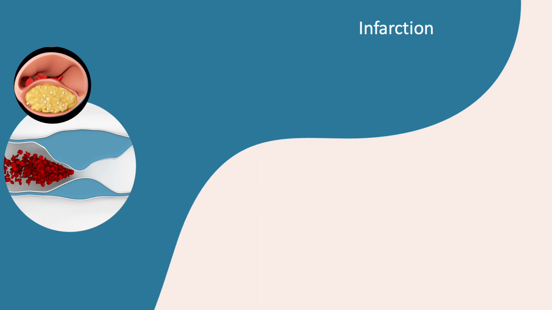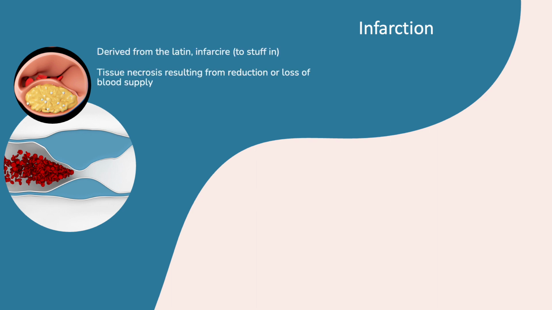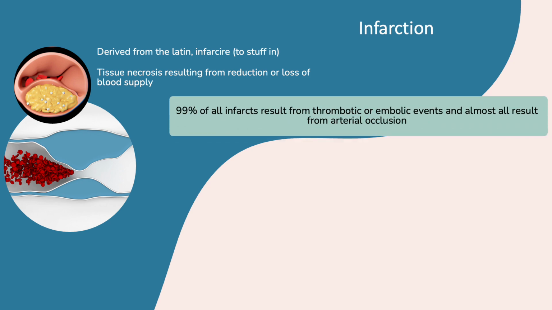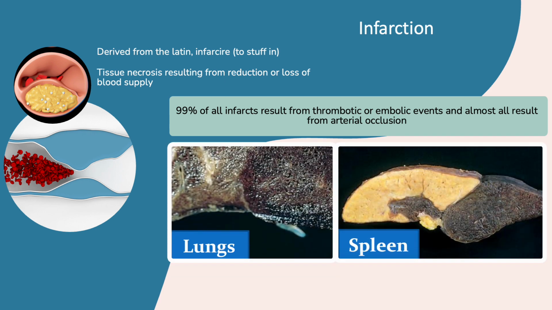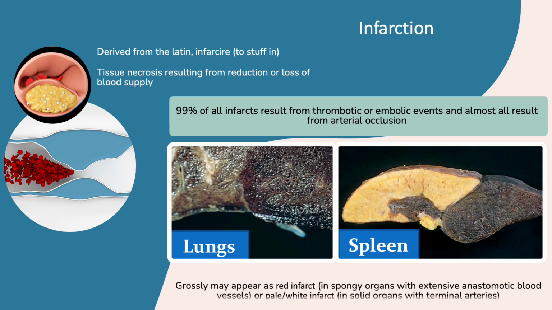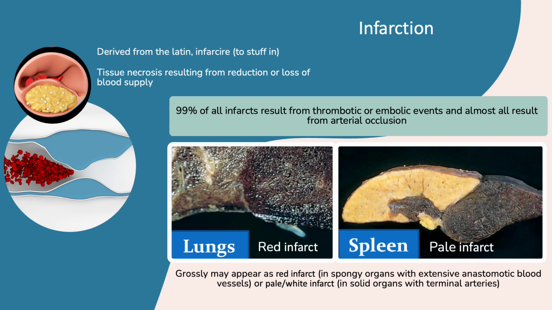Infarction, however, relates to tissue necrosis resulting from the loss or sudden reduction of blood supply. Nearly 99% of all infarcts result from thrombotic occlusion or embolic events, and almost all result from arterial occlusion. Infarcts may either appear as red infarcts when they occur in spongy organs with extensive anastomotic blood vessels, such as in the lung, or they may be pale infarcts when they occur in solid organs with terminal arteries, such as in the spleen and kidney.